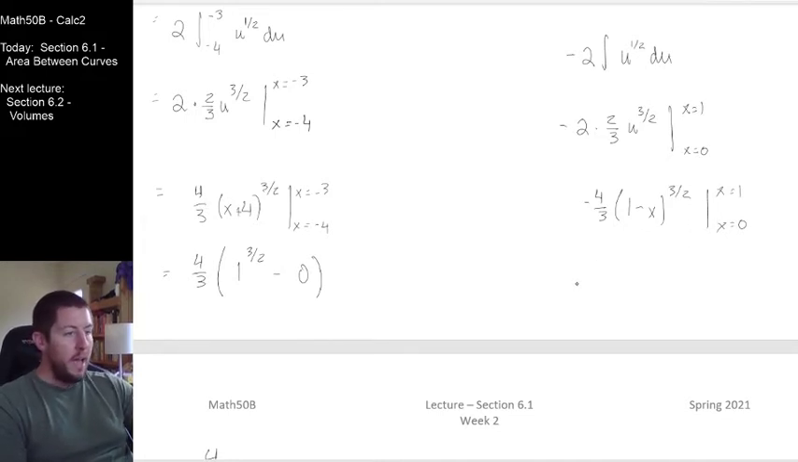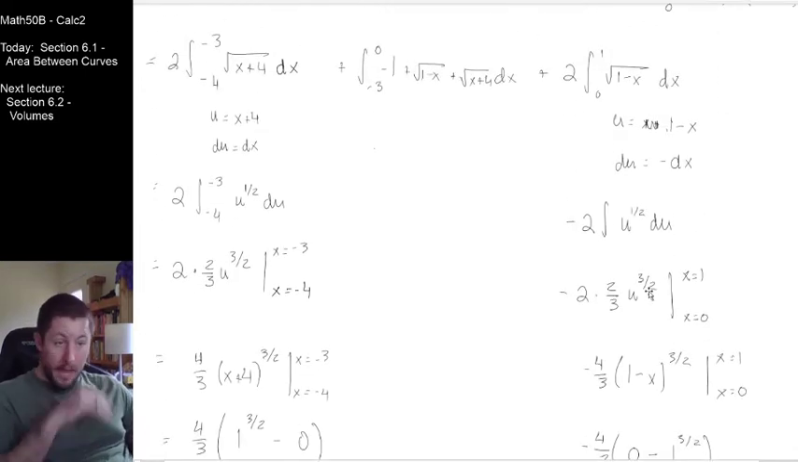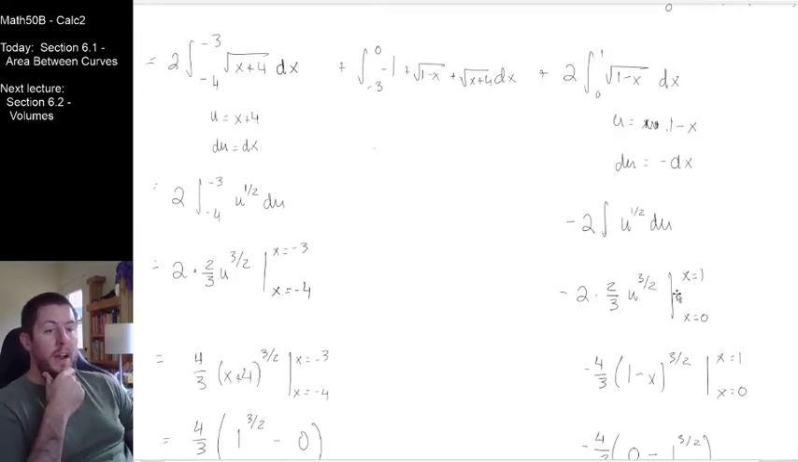When I evaluate this at the upper bound, so this is going to be a -4/3 times, evaluating at the upper bound, when you plug in 1, we're just getting 0. And when we do our lower bound, we plug in 0. I'm just getting 1 to the 3 halves here. So it looks like there's my negative times the negative. It looks like we are also getting a contribution of 4/3 from this part. And so now I think I can see where we're headed with this.